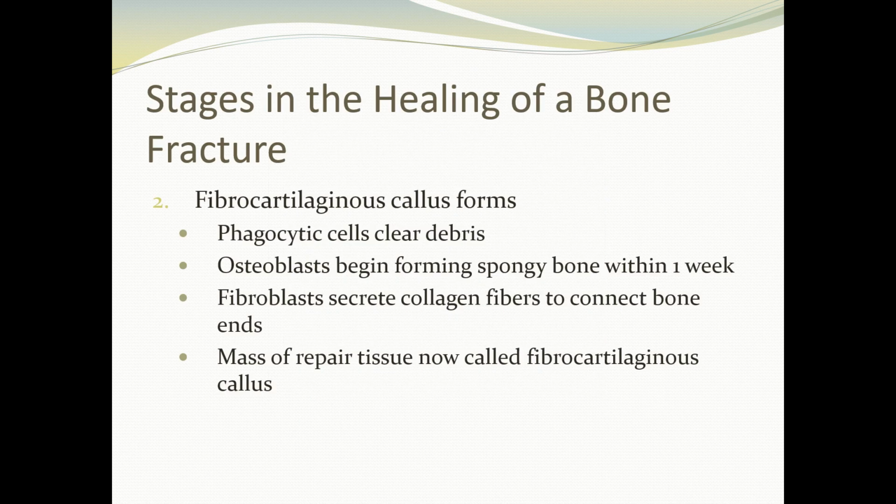The second stage is the fibrocartilaginous callus. So first and foremost, this is kind of like the granulation and proliferation stage of tissue healing. Phagocytic cells are going to clear the debris, and the osteoblast will begin forming spongy bone within 1 week. So this is going to be kind of like the granulation tissue that's analogous to it. The fibroblast will then secrete collagen fibers to connect the bone ends, and the mass of repair tissue is now called the fibrocartilaginous callus.